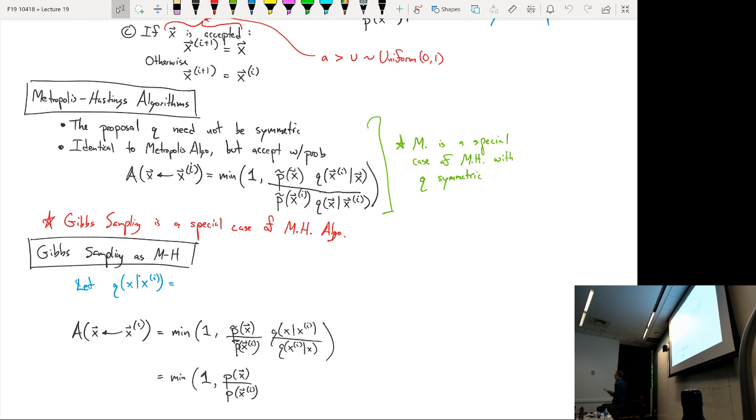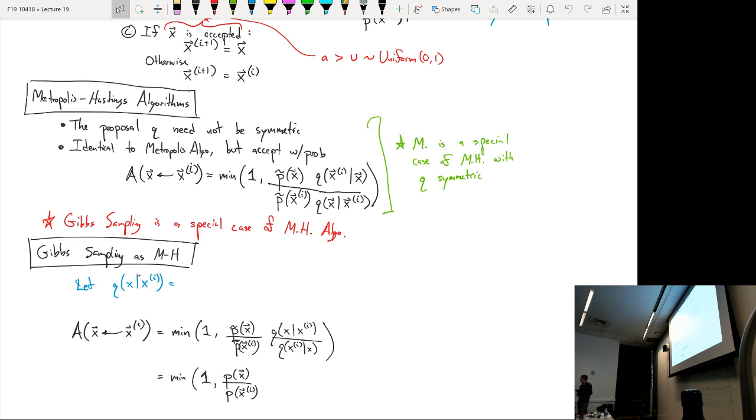So do we need to make it 1 because we are already accepting? Here, it's not that the proposal distribution itself needs to be equal to 1. What's going to end up being 1 is the ratio. Yeah, the whole thing needs to be. Exactly. So the question is just, how do we define this Q?